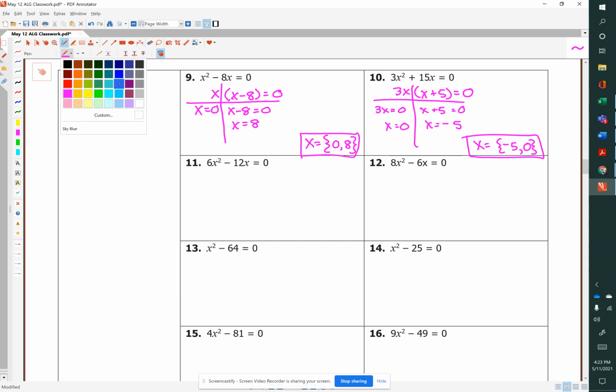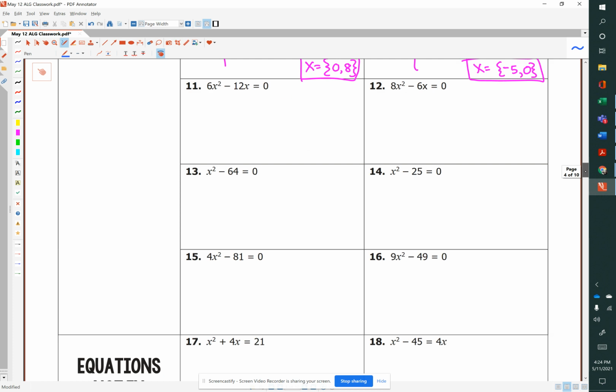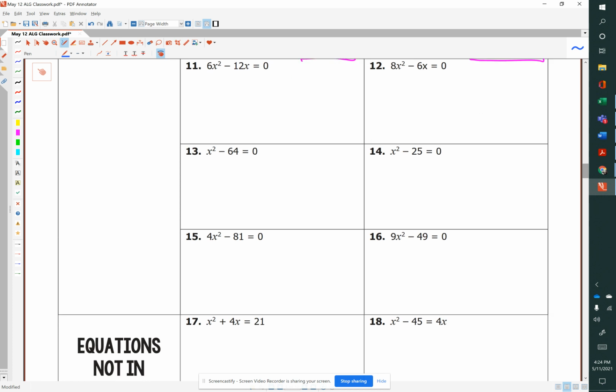And let's take a look at number 11. I'd like you to try 11 through 16 by yourself. I think that would be good practice, and then come back to the video.